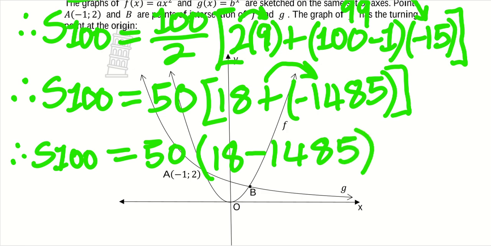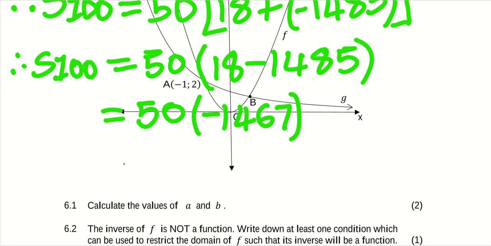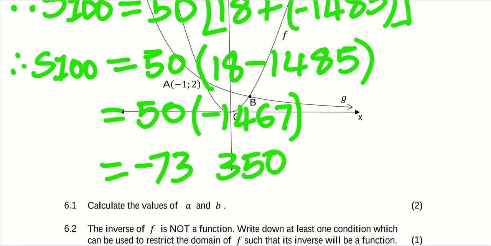Then you just simply say 18 minus 1485, which you can put on the calculator, it will be negative 1467. Yeah, negative 1467. So when it's like this, then you put everything on the calculator. So negative 1467 times 50 will give us negative 73,350. Then this is the answer.